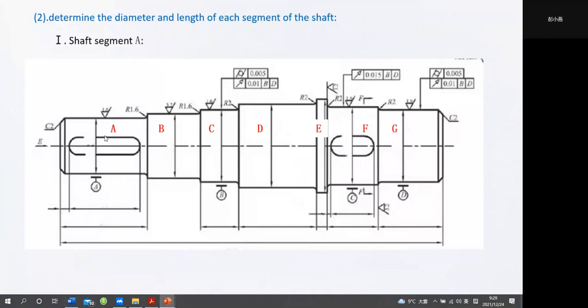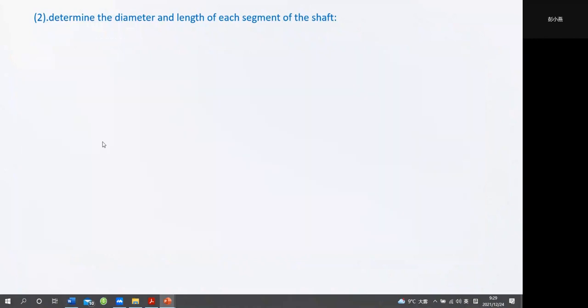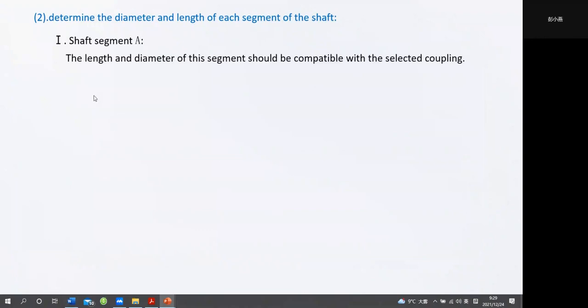For shaft segment A, we have calculated the minimal diameter. Then on this segment is mounted a half coupling, and the diameter of this segment should consider the dimension of the coupling, because the dimension of the coupling is standard, okay?